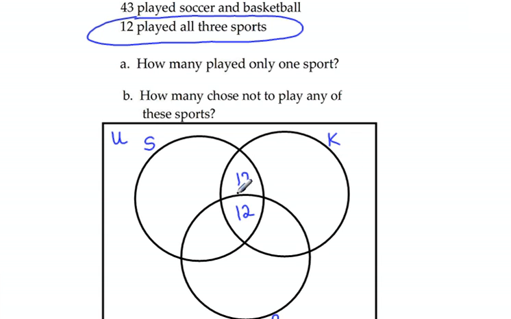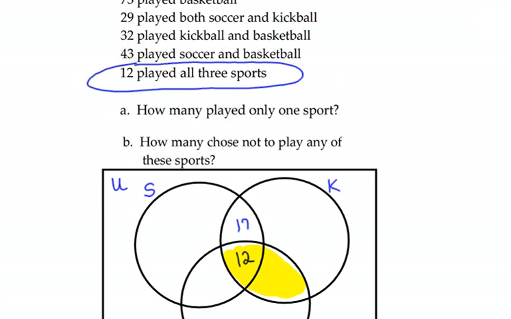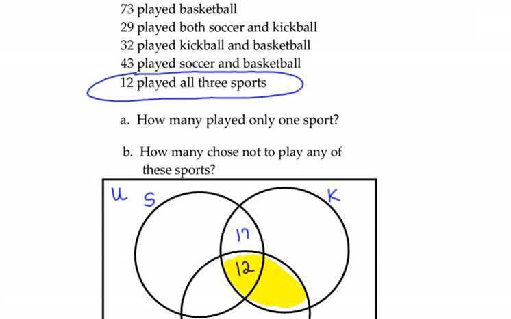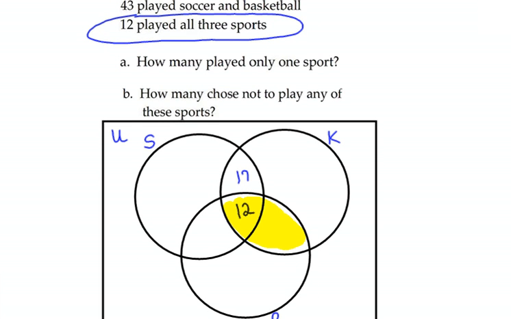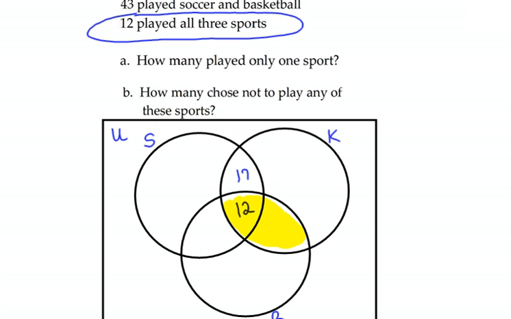We're going to do the same thing for the next two sets. Let's look at the number of students who played both kickball and basketball. So the intersection between those, the total should fall in this area. If we look at kickball and basketball, we have a total of 32 that played kickball and basketball. On my diagram, I've already accounted for 12 of those, so we need an additional 20. So that 20 plus the 12 would give me the 32 total that played both.